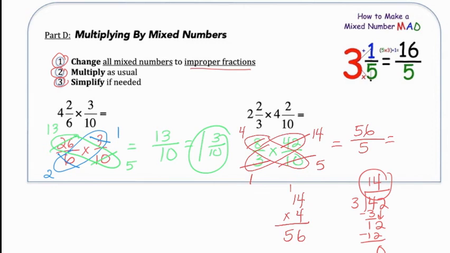So 56 divided by 5. 5 goes into 5 once. Minus 5 is 0. Bring down my 6. 6 divided by 5 goes once. 1 times 5 is 5. 6 minus 5 is 1. That means 11 whole times with 1/5 left over.